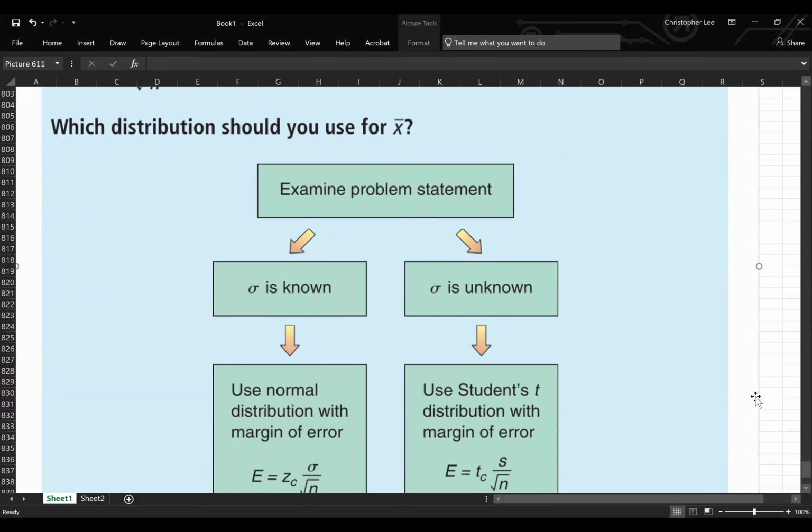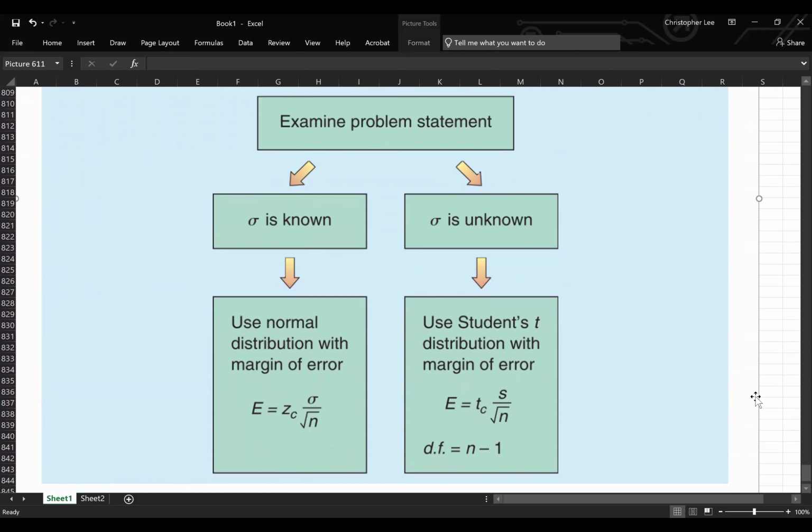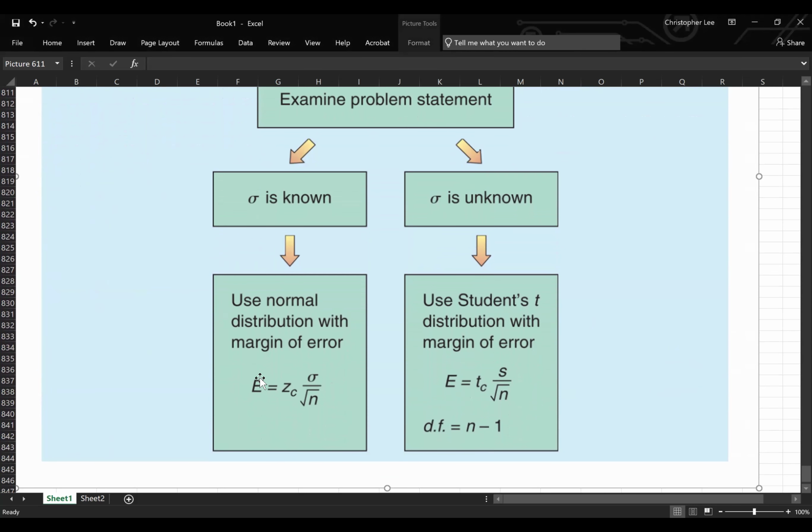So which distribution should you use for the X bar, your sample mean? Examine the problem statement. That's step one. If you know what sigma is, then you use this margin of error formula, z critical times sigma over the square root of n. If you don't know what sigma is, then you use this E formula: E is equal to T critical times the sample standard deviation over the square root of n with degrees of freedom of n minus 1.